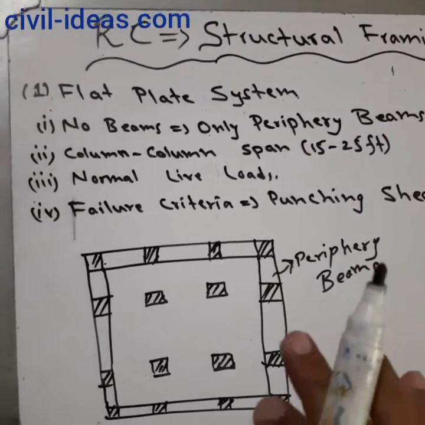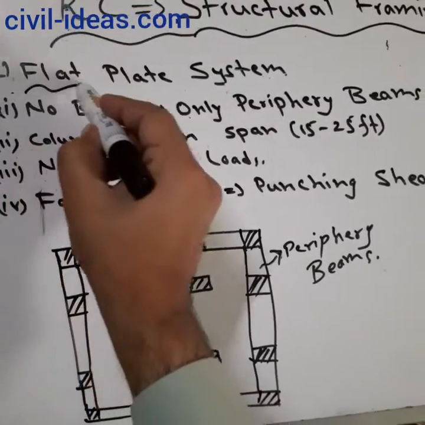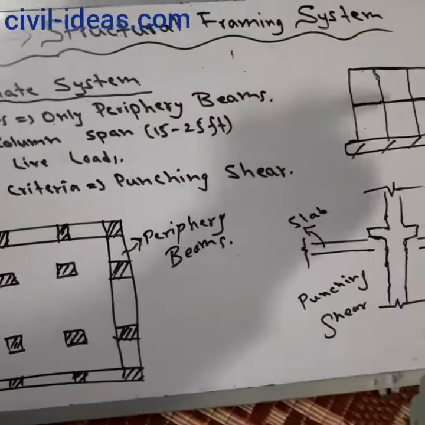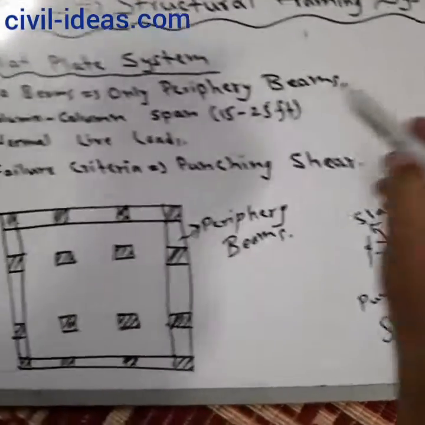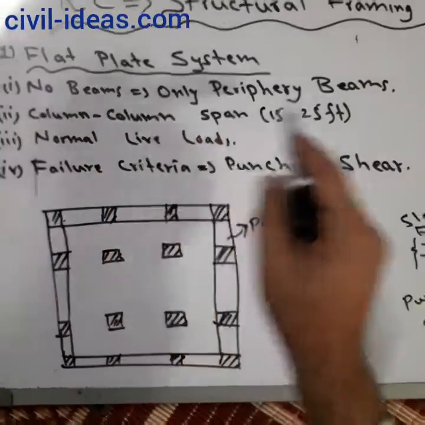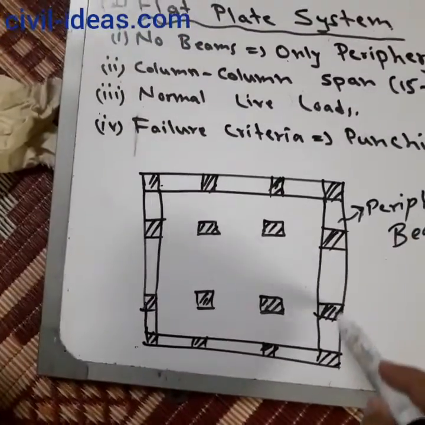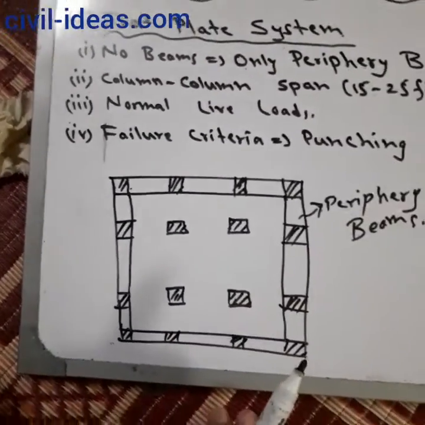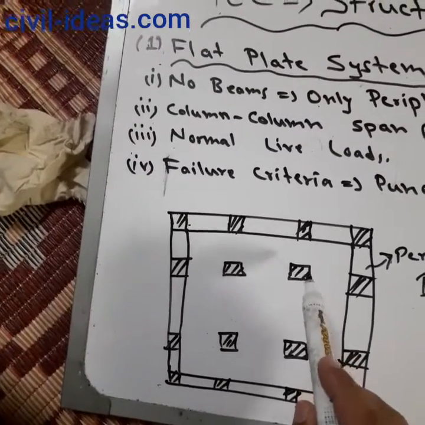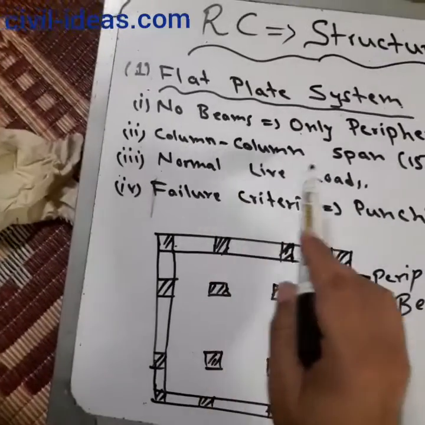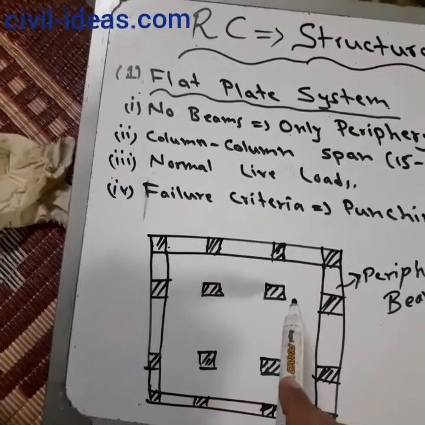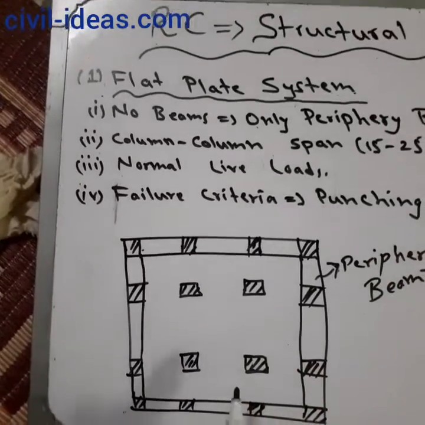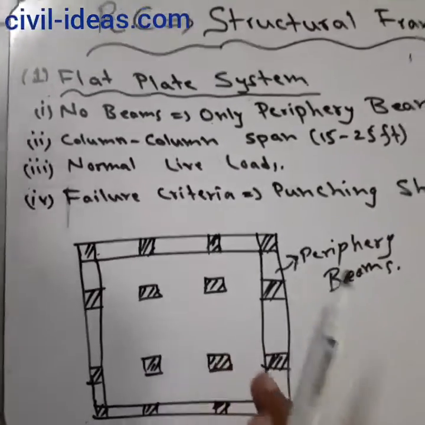Now the first type is the flat plate system. Flat plate system means there is only a slab of uniform thickness. There are no beams, only periphery beams. So we provide only periphery beams around the structure, and only the columns support the slab. The slab has uniform thickness, and the column to column span in this type of system is 15 to 25 feet, and it is normally constructed for normal live loads.